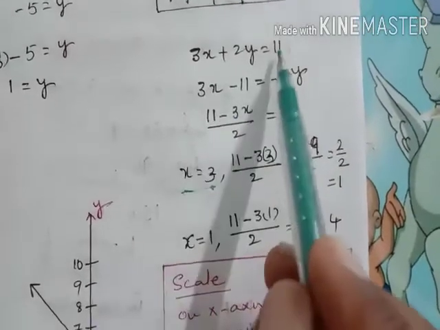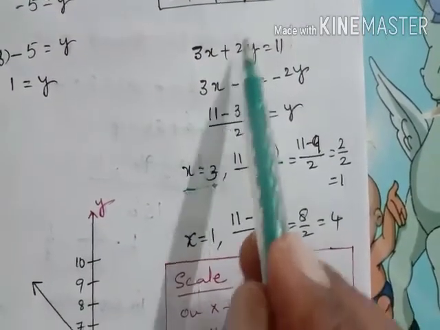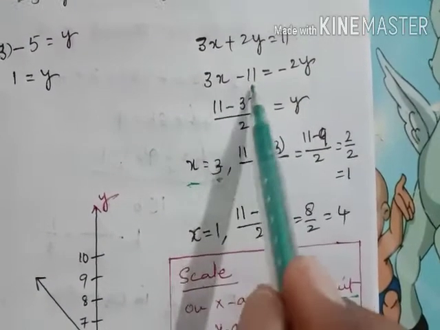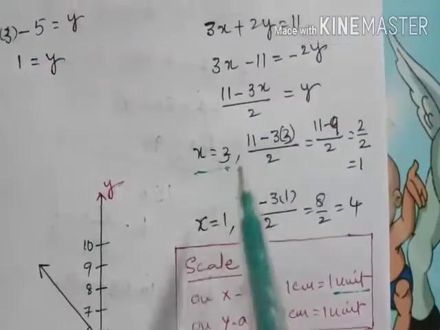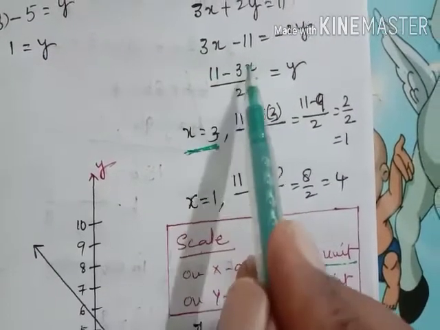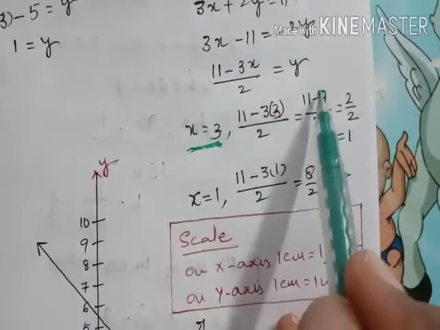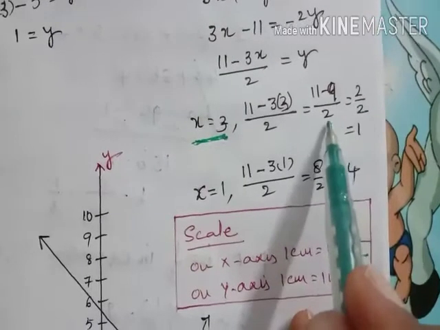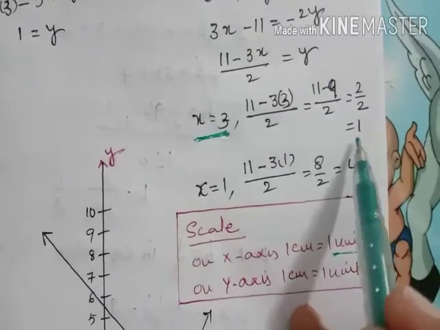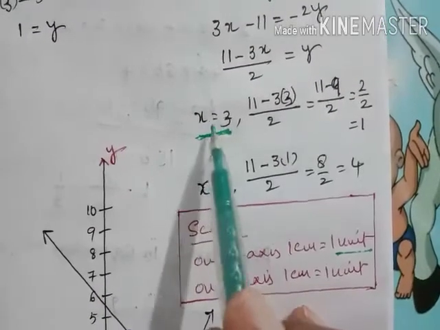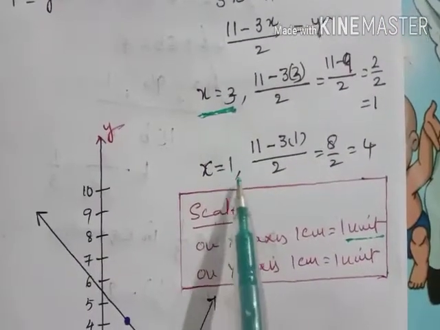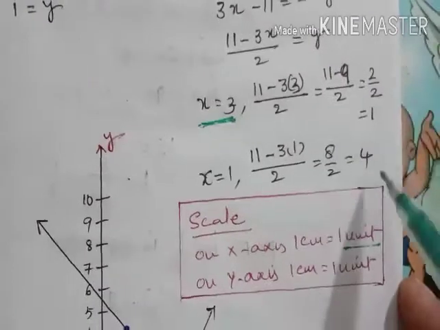So 3x plus 2y is equal to 11. I am transposing 2y to right hand side like this. So I am substituting 3. Why? Because when you are subtracting 11 minus 9, the numerator value is divisible by denominator, then only you get the correct value. So I am taking 3 as x value and 1 as x value. I am getting 1 and 4 as corresponding values.